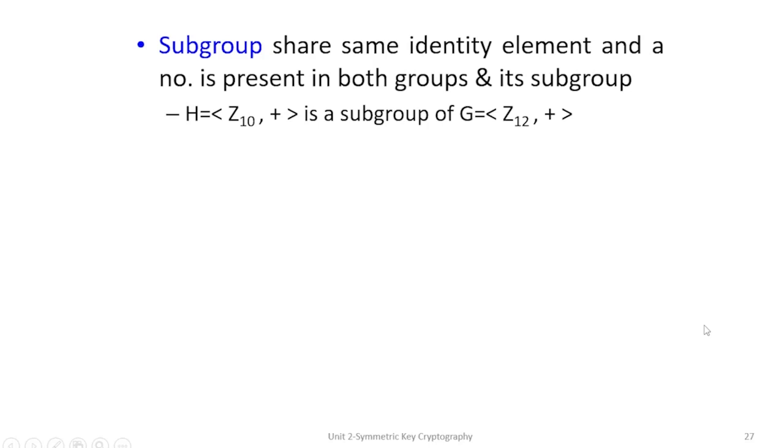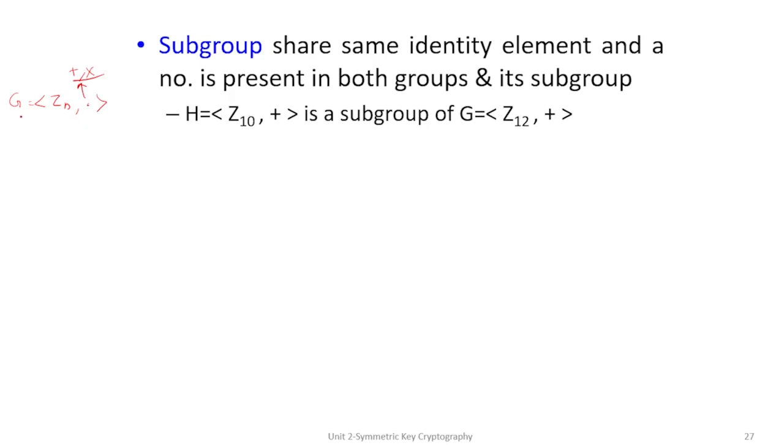Welcome to the cryptography session. Today I am going to give an in-depth explanation of the concept of a group. Here we already know that a group is denoted as G. So G is denoted with Zn and the operation. Here dot is a binary operation. Normally we are performing addition or multiplication operations.